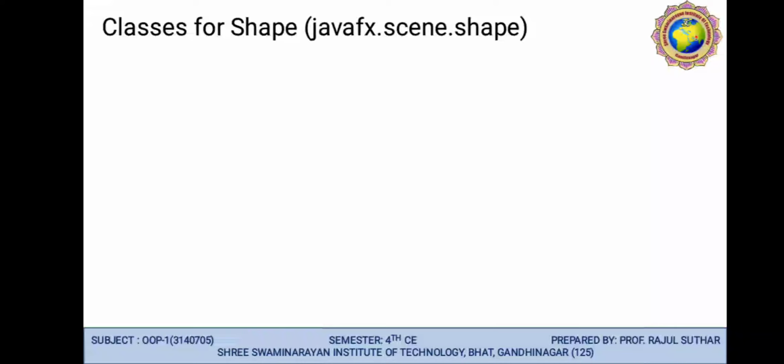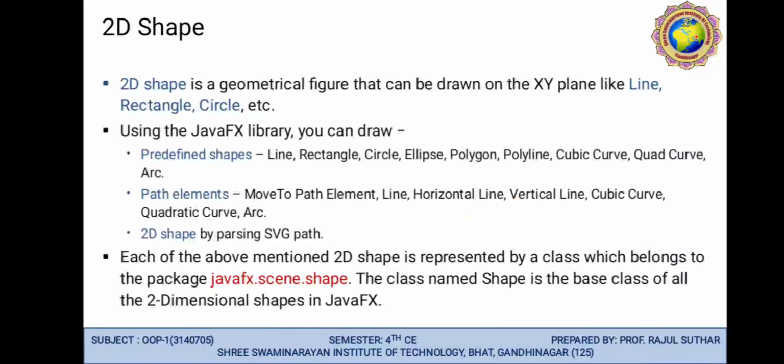In the previous session we discussed 2D shapes. What do we mean by a 2D shape? A 2D shape is a geometrical figure that can be drawn on the XY plane, like a line, rectangle, circle, whatever we can draw using 2D shapes. In NetBeans you have to install the JavaFX library to run this type of program.